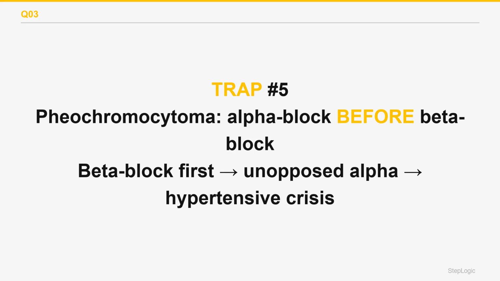Trap 5. Pheochromocytoma management. Always alpha block first with phenoxybenzamine, then beta block. Reversing the order leaves alpha receptors unopposed and can trigger a hypertensive crisis. This sequence is a classic exam point.